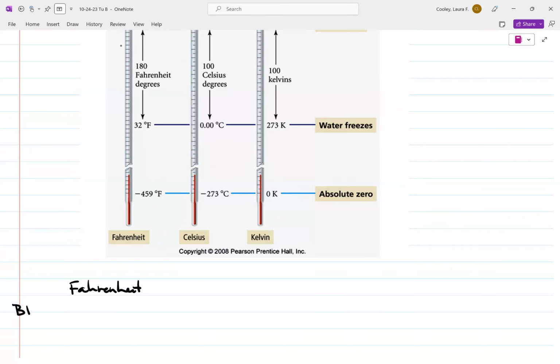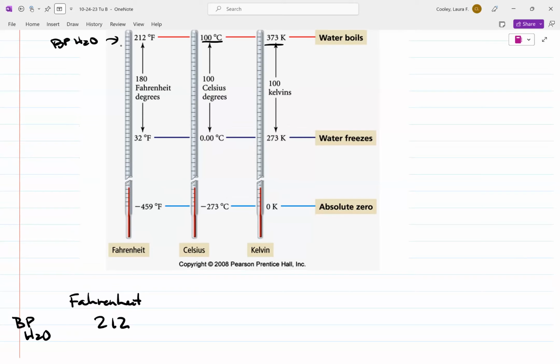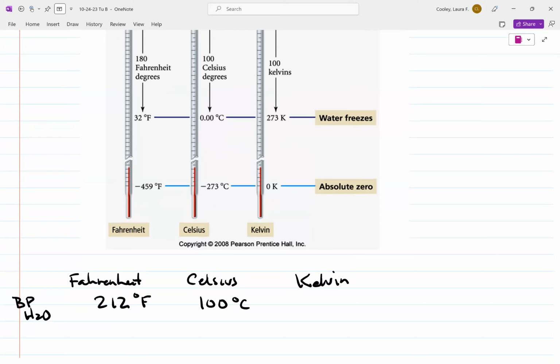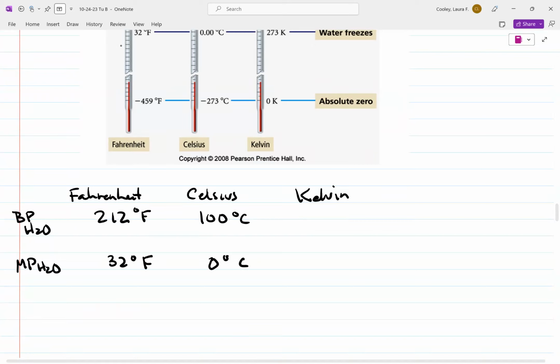the boiling point of water is 212. So that's up here, BP of water. But it's 100 degrees C. And we also have something called the Kelvin temperature scale. So we have Fahrenheit, Celsius, and Kelvin. And the boiling point is 100 degrees C. The melting point of water is 32 Fahrenheit or 0 degrees C.